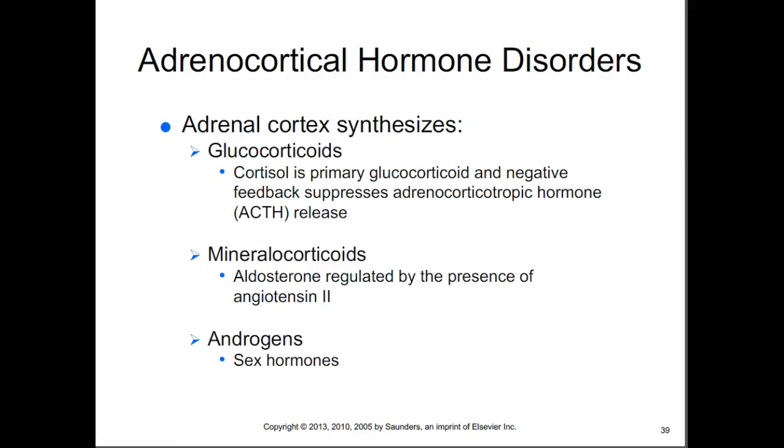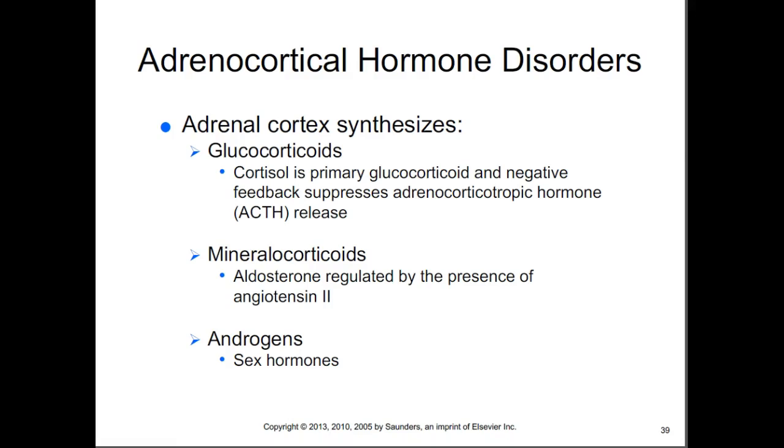All right, adrenocortical hormone disorders, right? Remember, the adrenal cortex synthesizes three things: the glucocorticoids, which is cortisol, and cortisol is going to be released from the zona fasciculata. Remember that that's the second layer of your adrenal cortex.